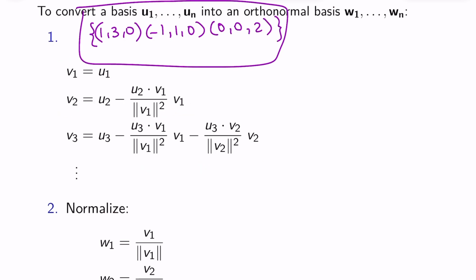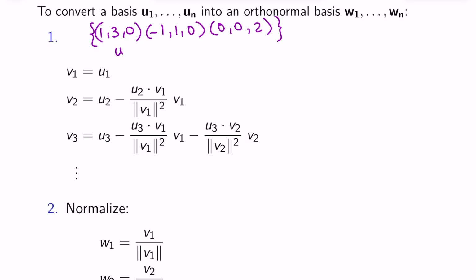So let's start with this basis that we know already. It is the one that we used before. We know that it was not orthogonal. So let's try to construct from this basis another one that is orthogonal. So this is our given basis. Let's say that we call this one u1, u2, u3.